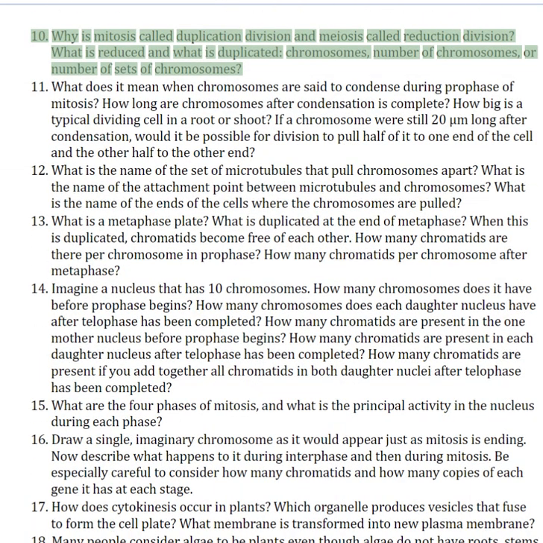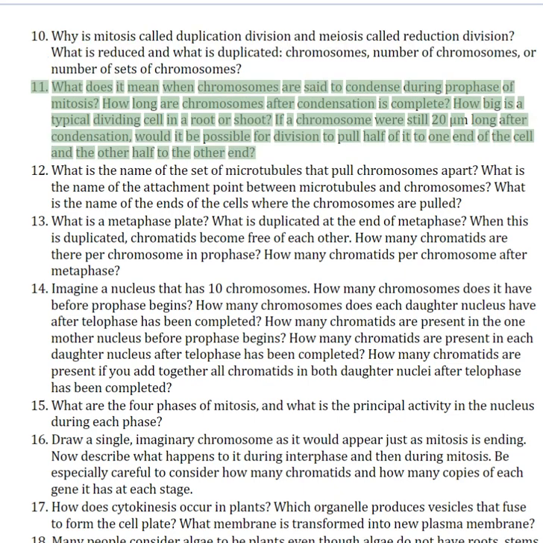10. Why is mitosis called duplication division and meiosis called reduction division? What is reduced and what is duplicated? Chromosomes, number of chromosomes, or number of sets of chromosomes? 11. What does it mean when chromosomes are said to condense during prophase of mitosis? How long are chromosomes after condensation is complete? How big is a typical dividing cell in a root or shoot?